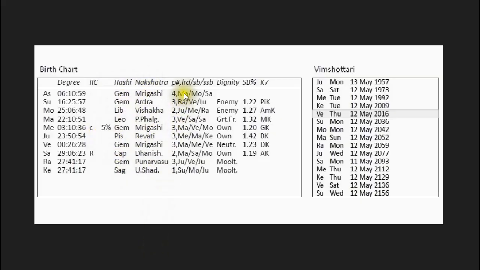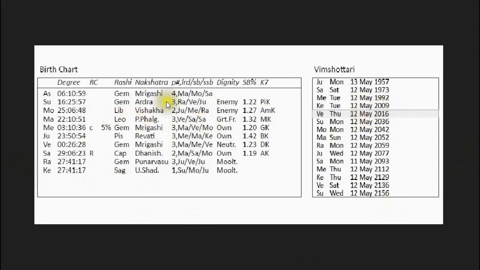And then, this is a detailed listing of the ruler of the nakshatra and the sub of the nakshatra and the sub-sub. For those of you who might be interested in Krishnamurti Paddhati, which I am, that's why I've got it in my table. And then there's a kind of traditional dignities column to indicate planets, whether they're in signs of enemy, their own sign, etc. And then a Shad Bala indicator, and then the seven Charakarakas that are used in Jaimini, and the Vimshottari listing.